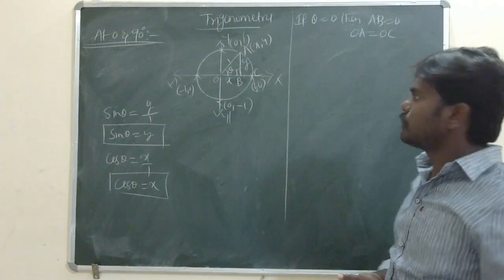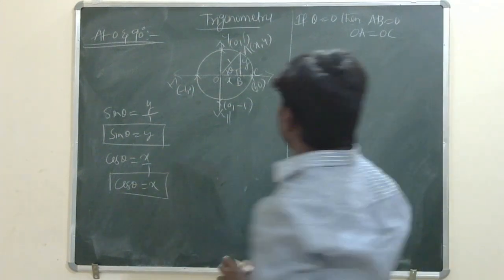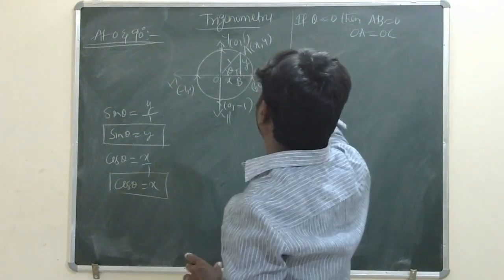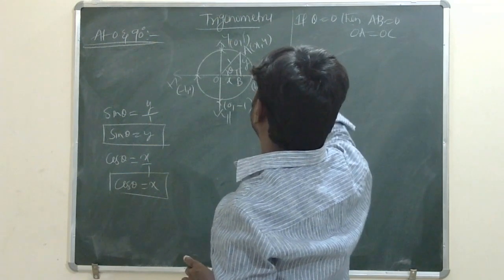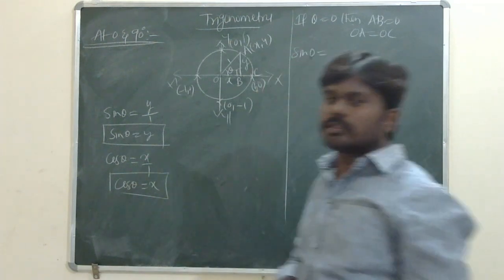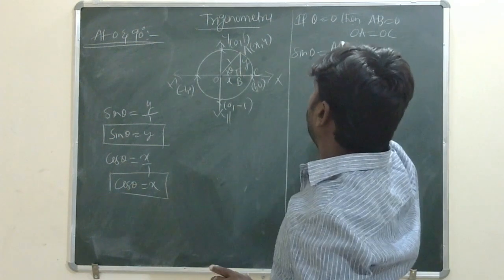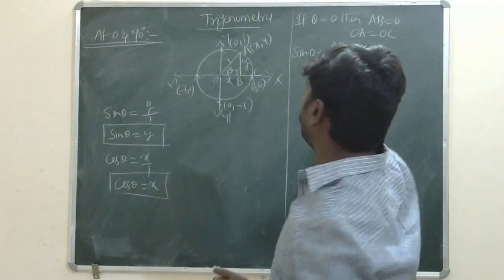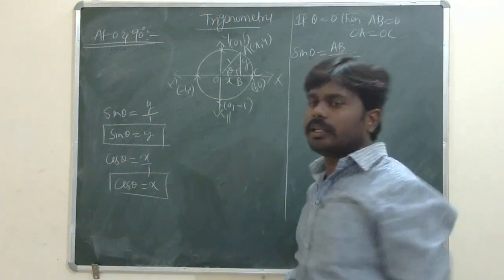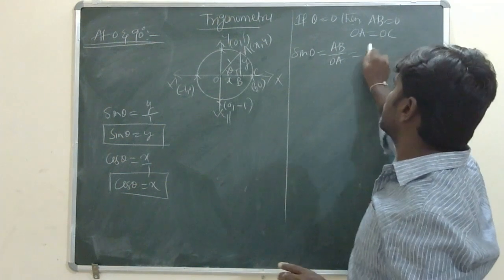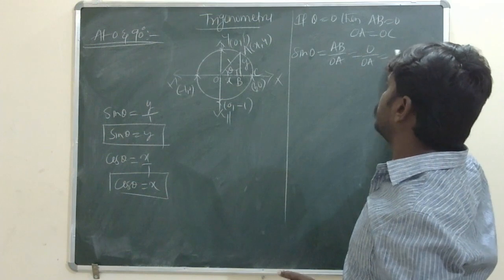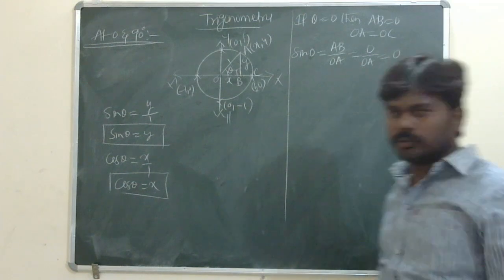Okay. So now we just apply the trigonometric ratios here. So sin 0. Sin 0 means here what? AB by OA. So here what is AB? AB value is 0. So 0 by anything is nothing but 0. So sin 0 is equals to 0.